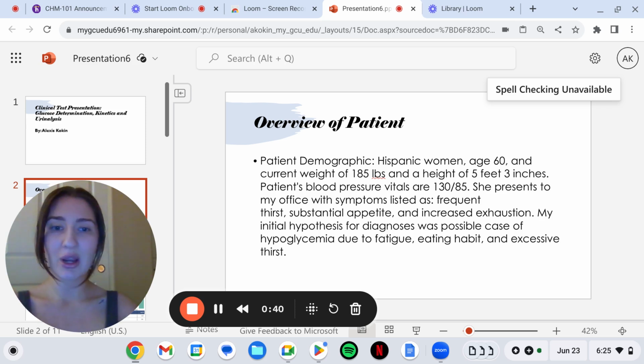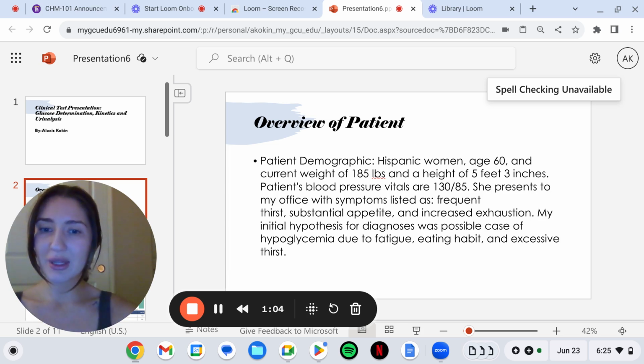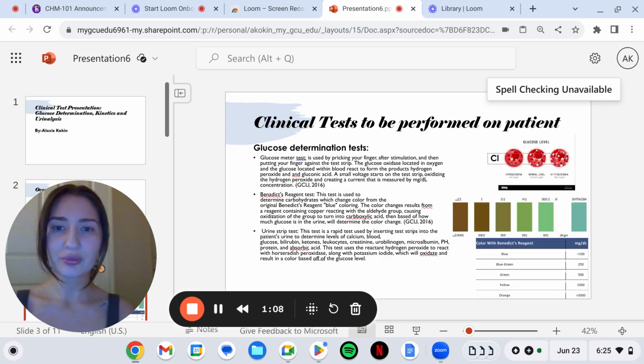She does present to my office with symptoms of frequent thirst, a substantial appetite, and increased exhaustion or fatigue. My initial hypothesis for diagnosis was a possible case of hypoglycemia due to fatigue, eating habit, and excessive thirst. I actually meant to type hyperglycemia, so that is a typo, but we will move on.